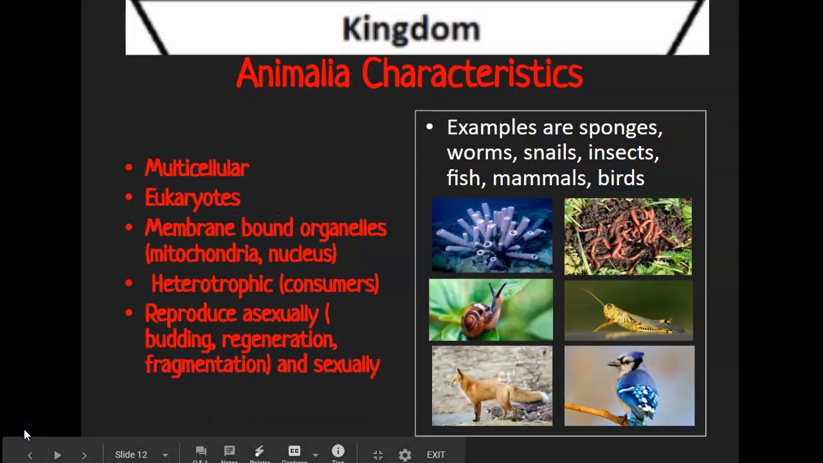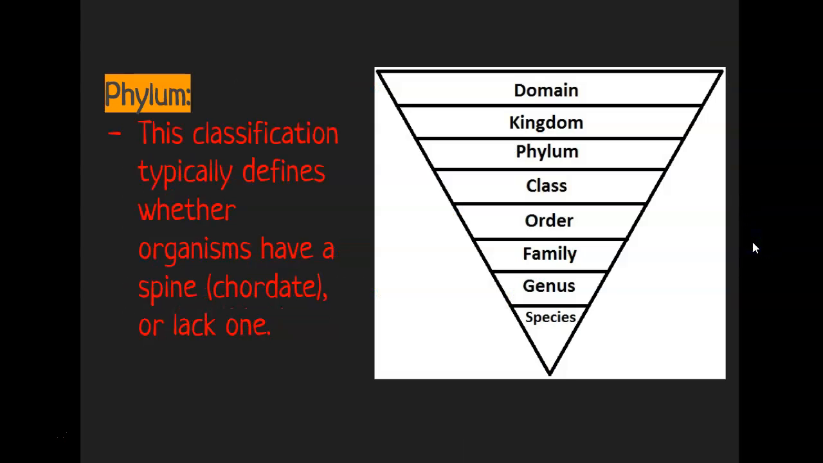So the most familiar probably to us is the animalia, which means animals. So we are multicellular, we are eukaryotes, we have those membrane-bound organelles, we do need to get our energy from somewhere else, so that makes us heterotrophic. When I say we, animals can reproduce asexually, and they can actually reproduce sexually. So those are some basic characteristics there of animals. So that's going to do it for kingdom.